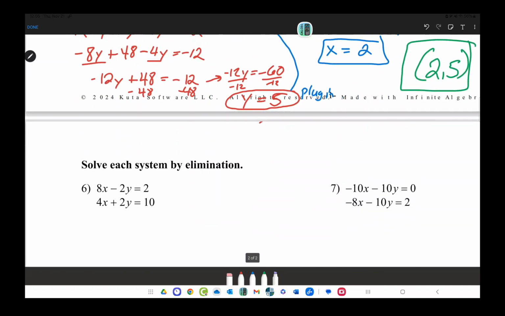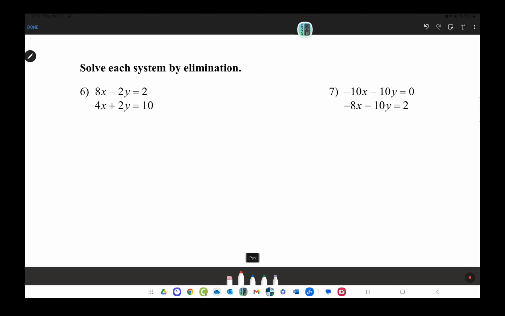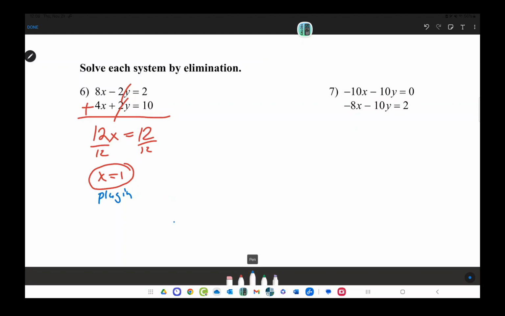All right, next page. Elimination method. You will have one question in which you can automatically cancel out a variable. So you can automatically add these together. Y is gone. 12x equals 12. Divide by 12. X equals 1. From here, plug in. But again, you just pick which one you want to do. It doesn't matter. You want to plug in x at top or bottom, it makes no difference.